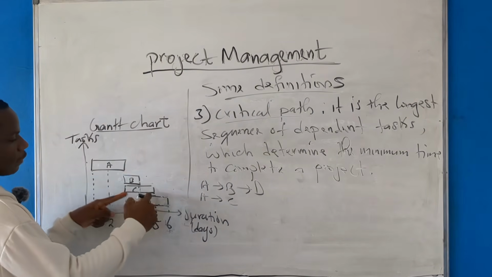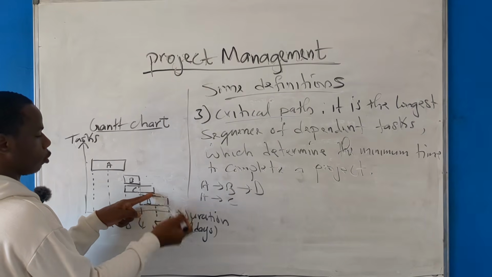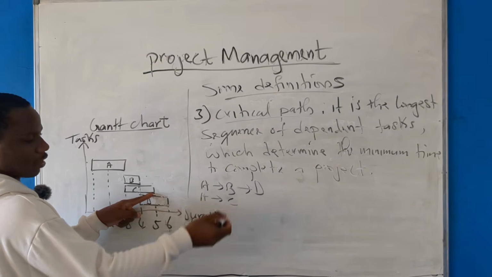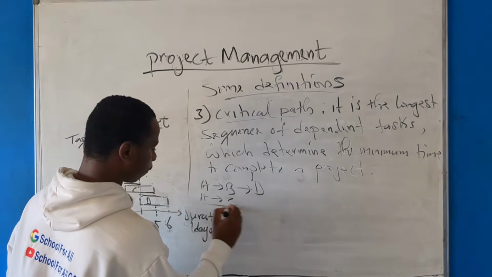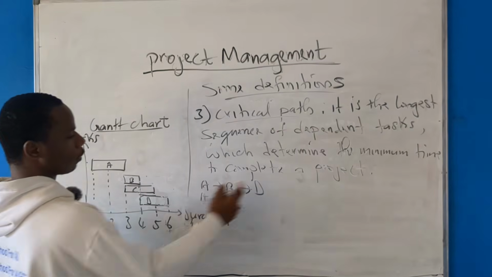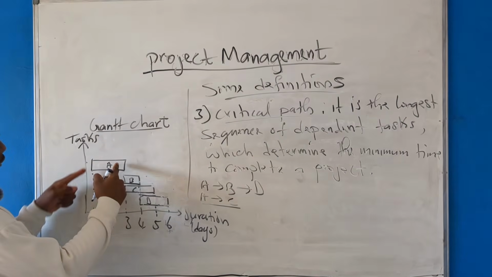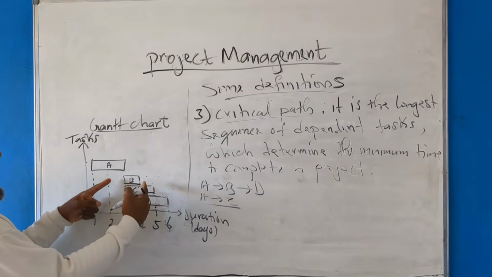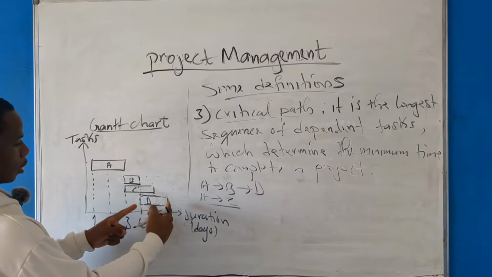path A, C. After C, is any other task depending on C? No, because after C, there's no task that's starting here. We see that here, this way, the path is ending. So you realize here we have two paths. What is the duration of the first path? The duration of the first path is A takes 2 days, B 1 day, and G 2 days.